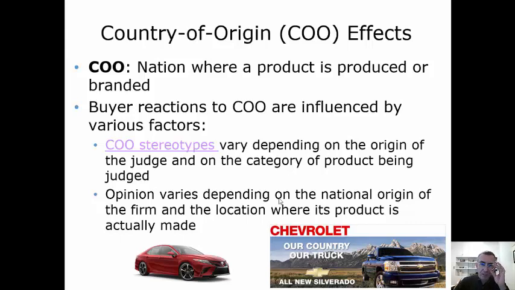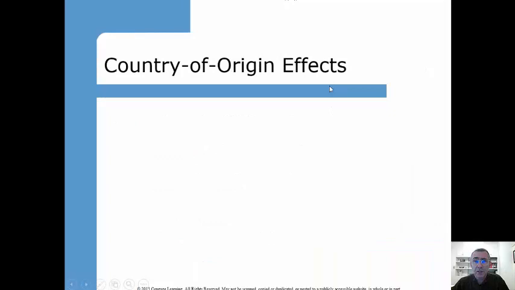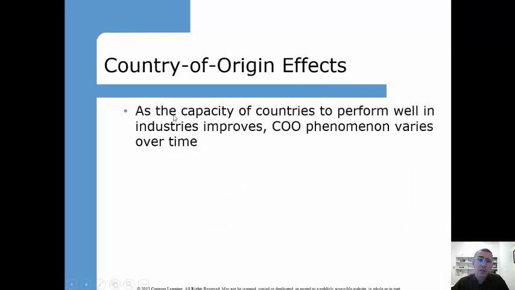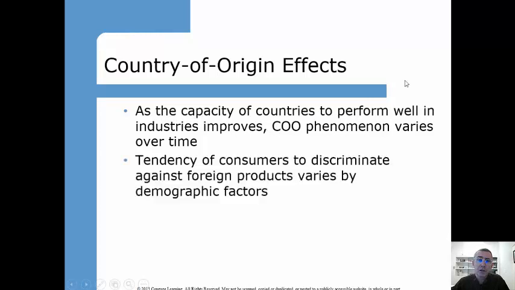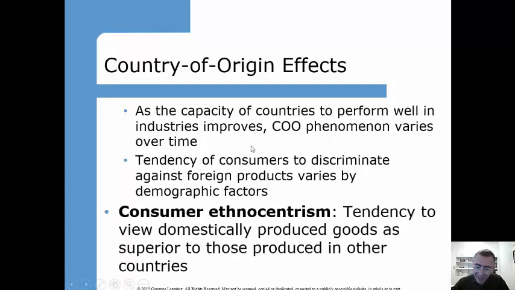Again, the opinion varies depending on the national origin of the firm and the location where the product is actually made. What does that mean? You know, Made in Japan has a brand. It has a history to it. And not too long ago, cars made in Korea, in the 80s, the reputation wasn't so great in terms of reliability. Now they're up to par with Japanese cars. So the effect, as the capacity of countries to perform well in industry improves, varies over time. There's a tendency of consumers to discriminate against foreign products, and it varies by demographic factors.